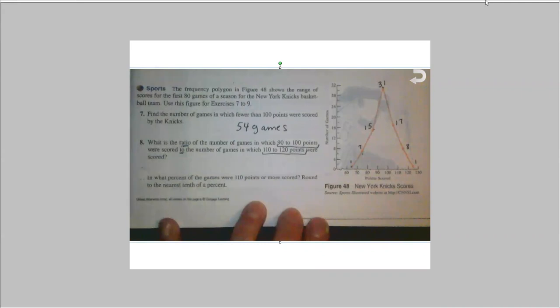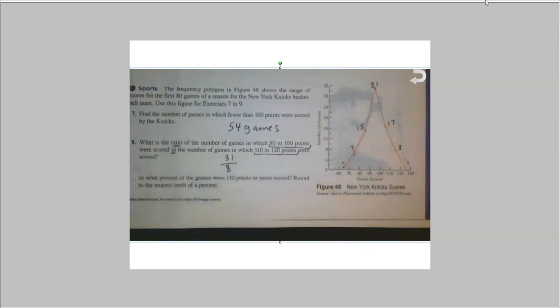All right, number 8 asks, what is the ratio of the number of games in which 90 to 100 points were scored to the number of games in which 110 to 120 points were scored? All right, so that's what I'm looking for. Those are the two things I'm comparing. I'm going to set it up as a ratio.